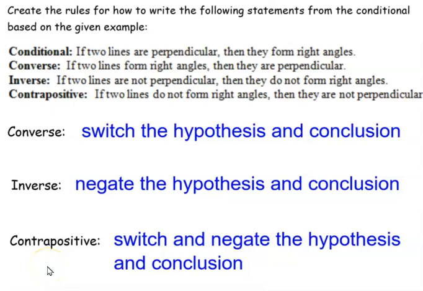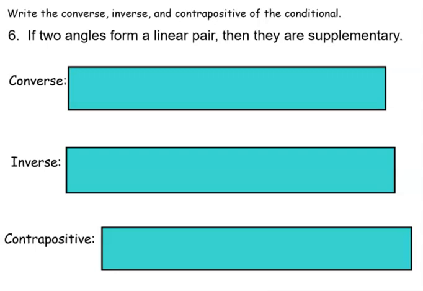So let's look at an example. Write the converse, inverse, and contrapositive of the conditional: if 2 angles form a linear pair, then they are supplementary. What I'd like you to do is take a moment and try to write the 3 sentences, converse, inverse, and contrapositive, using the rules we just wrote on the front.